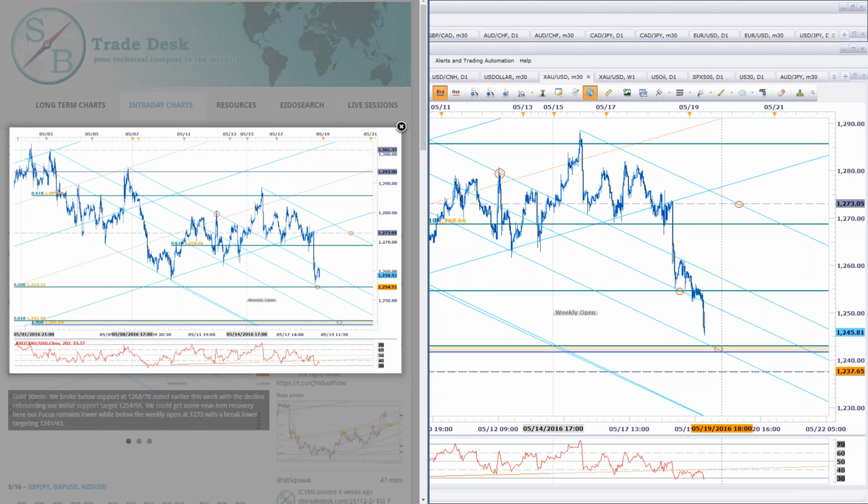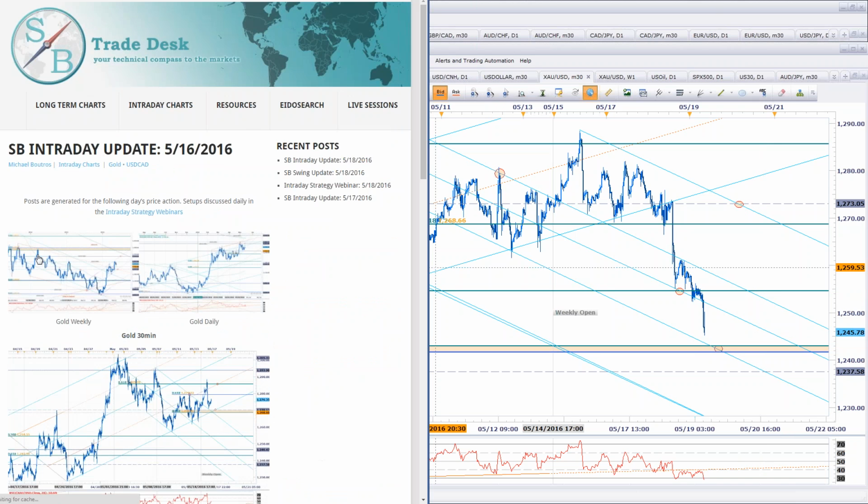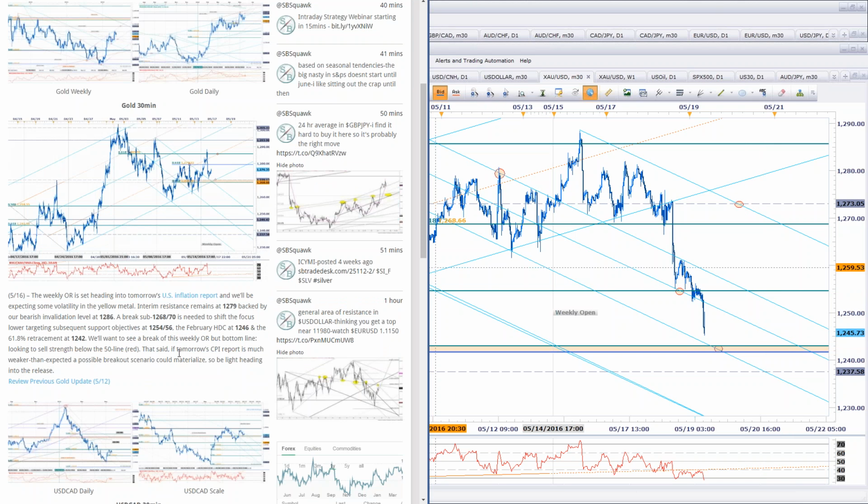So for the gold story, the technical structure remains exceptionally clean. Really no change to any of the targets or any of our outlook here. 1246, I think I've removed it since, but here's what 1246 was. We're kind of sitting there right now. I just want to see, I highlighted it here.